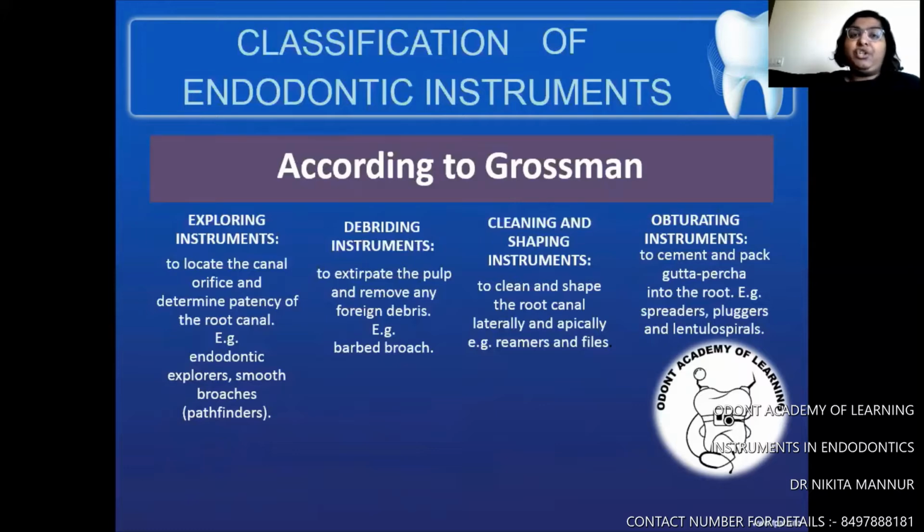Coming to the cleaning and shaping instruments, cleaning and shaping is done basically by files and reamers, in order to increase the size of the canal and to make sure that we are cleaning and shaping both laterally and apically. Coming to the obturating instruments, these are used in order to place the gutta percha inside the canal. So we have spreaders, pluggers, and lentulo spirals.